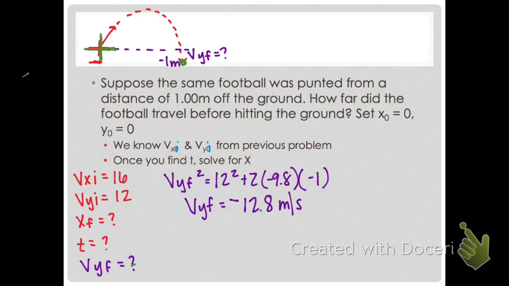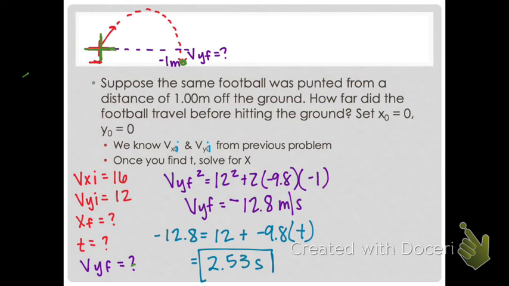Okay? So I've got my final velocity. Now I'm going to solve for the time it takes to reach that velocity. And that one is just the first kinematics equation. Negative 12.8 equals positive 12 plus negative 9.8 times t. And that gives me a value of 2.53 seconds.